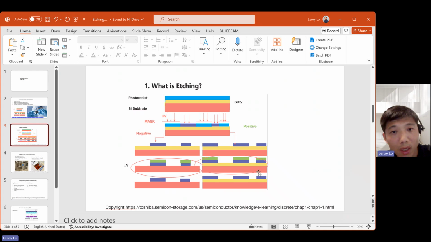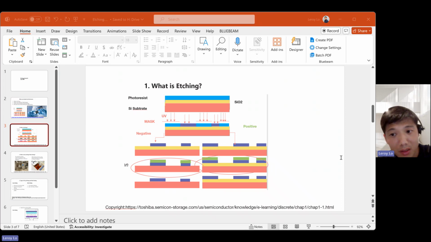Okay, so what is etching? You can see here these two red circles, that's the etching, after the etching has happened. It's basically removing selective material from the substrate. Whenever we want material removed, we use an etching technique to control that.